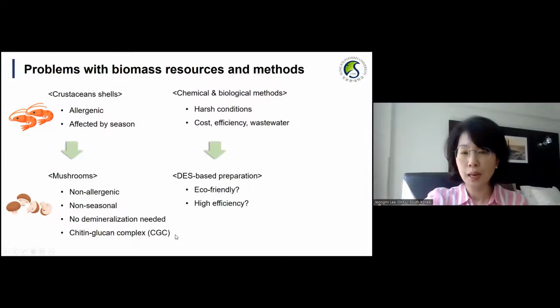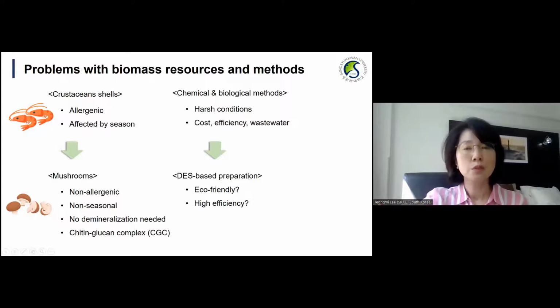So from now on, I may refer to this as just CGC for abbreviation. And another issue with the conventional or previous methods, especially the chemical methods, which are the most common methods till now, is that harsh conditions may be involved, especially very strong acidic conditions, and therefore the production of a lot of wastewater is unavoidable.